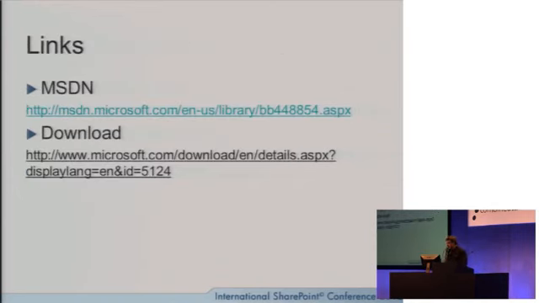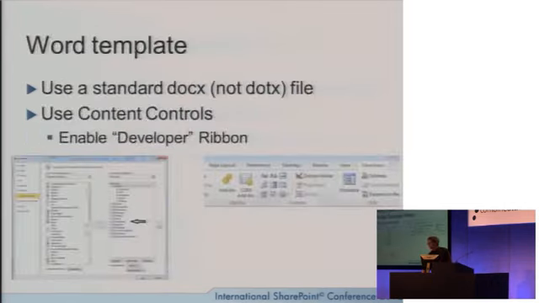If you want to go and get the SDK, there's an area in MSDN with that very memorable URL, and similarly on the download site there. Just do a Google for the OpenXML SDK and you'll find them. Or even Bing it. Well, whatever.